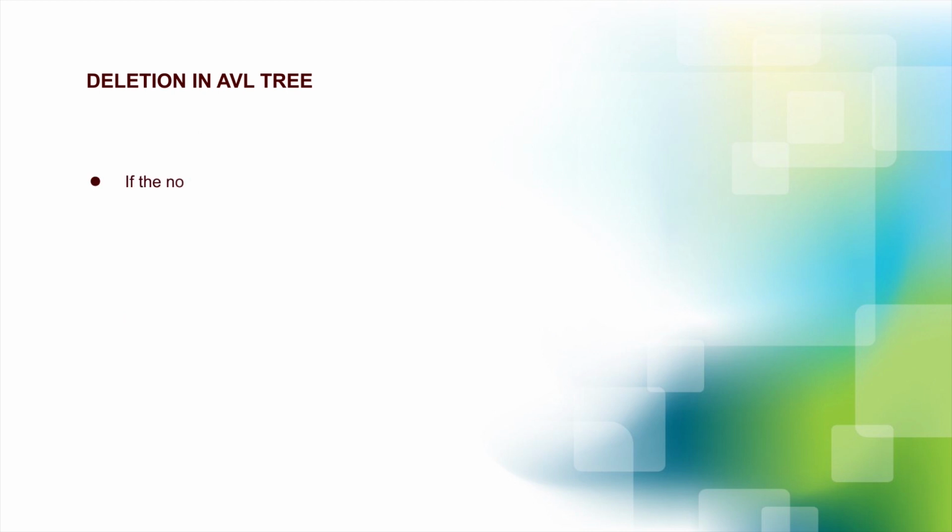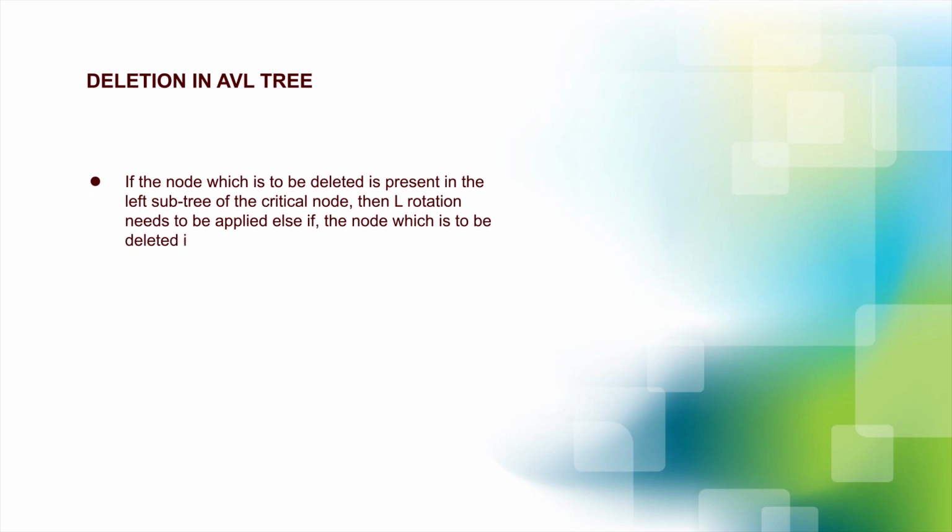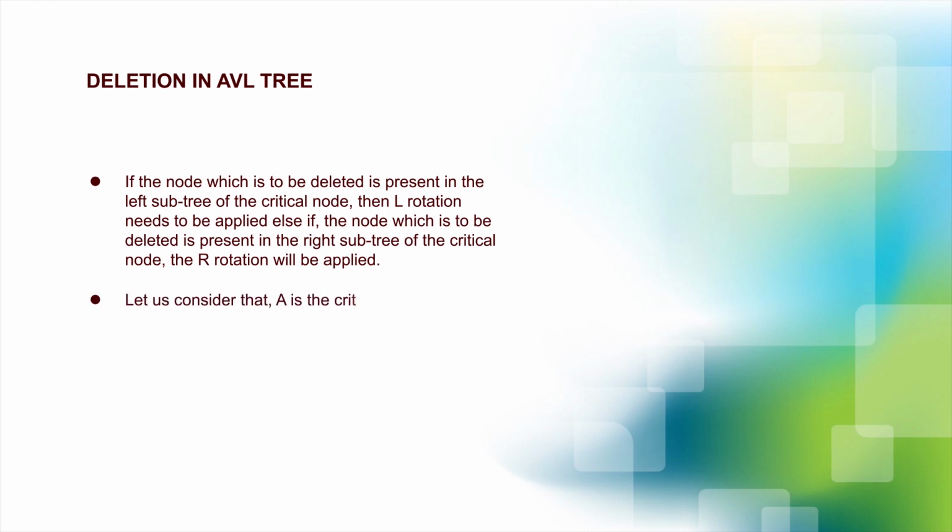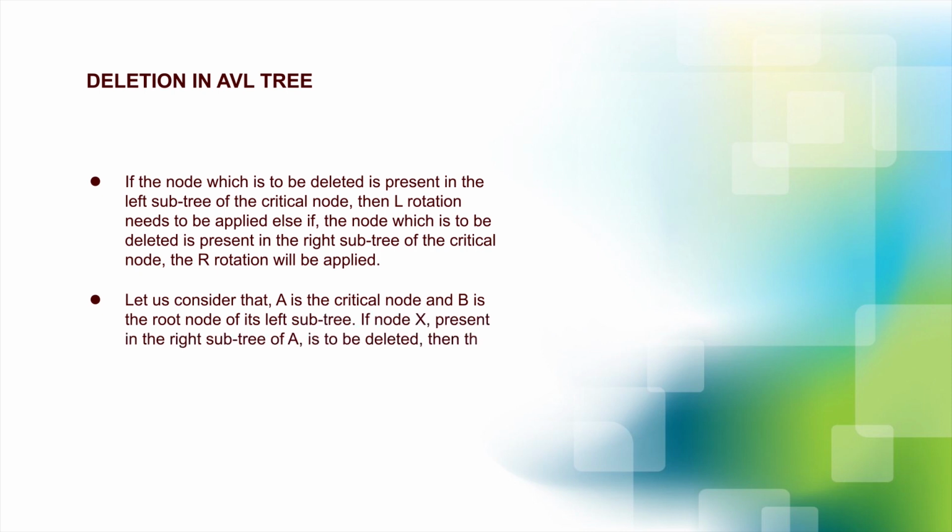If the node which is to be deleted is present in the left subtree of the critical node, then L rotation needs to be applied; else if the node to be deleted is present in the right subtree of the critical node, then R rotation will be applied. Let us consider that A is the critical node and B is the root node of its left subtree. If node X present in the right subtree of A is to be deleted, then there can be 3 different situations when we delete X from the end of the right subtree. The first situation is the R0 rotation.